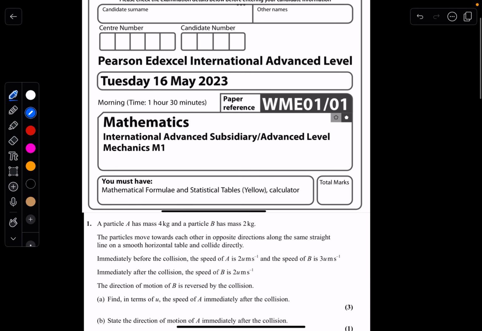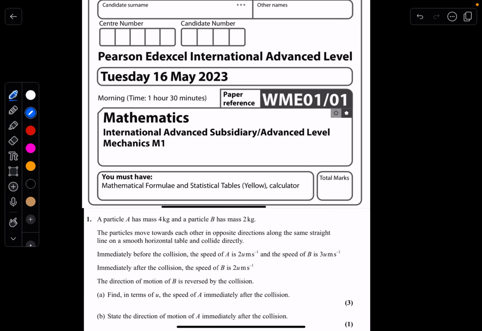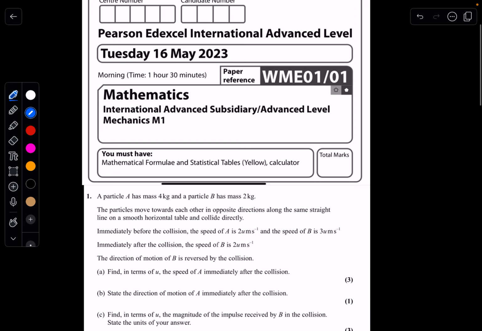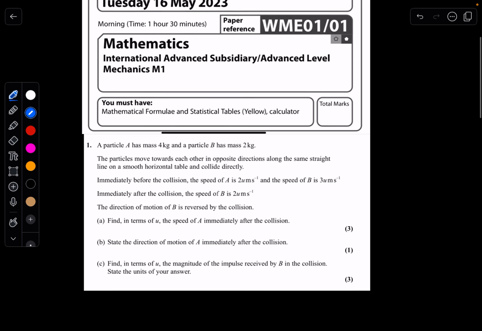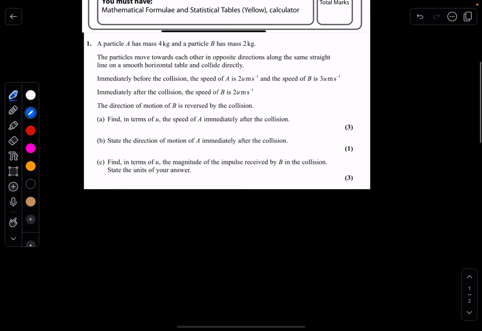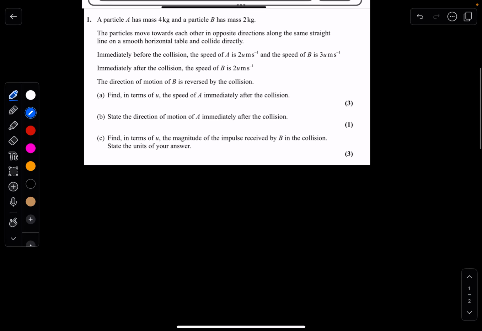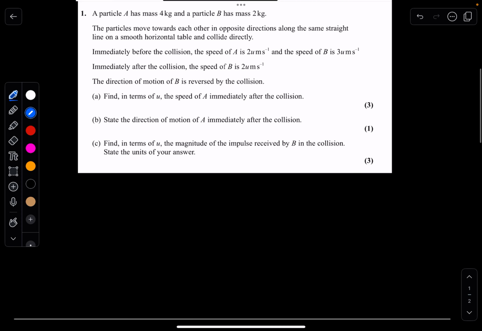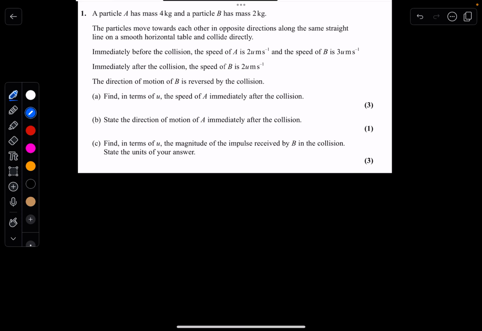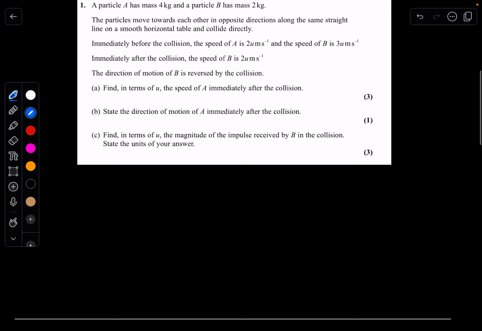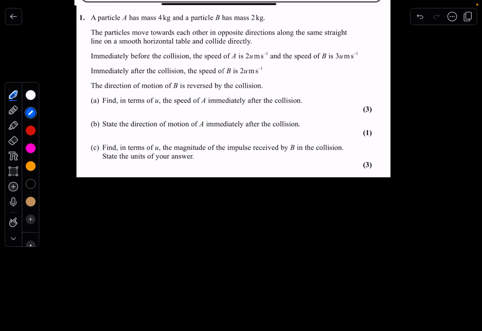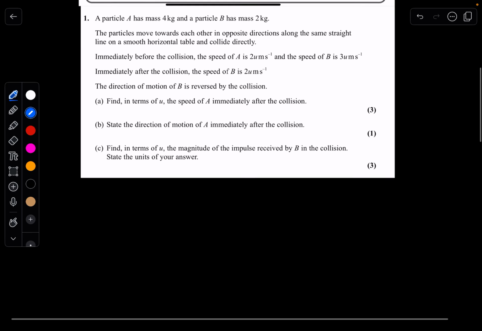Alright, this is the Pearson Edexcel IL Mechanics 1 walkthrough, specifically from May of 2023. This video will only cover question 1, because if I cover all of the questions, it will be like 2 hours long. So I think I will upload every problem individually. So let's start. Question 1.